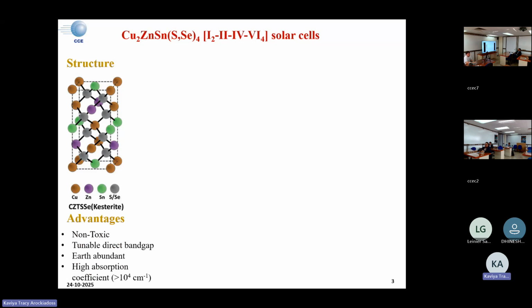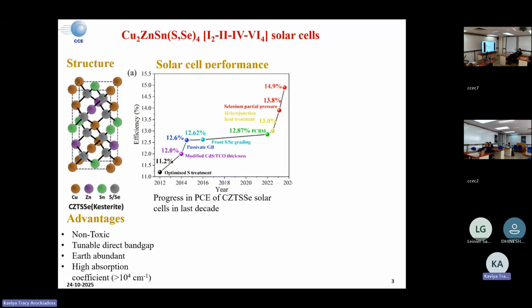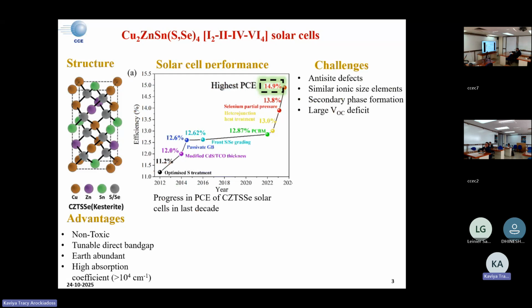It has a kesterite structure, and it has some advantages like non-toxicity, tunable direct band gap, earth abundance, and high absorption coefficient. But the problem here is that the highest efficiency achieved so far is around 15%, which is very low in view of commercialization. The problem in this solar cell is that it has some challenges, like antisite defects.